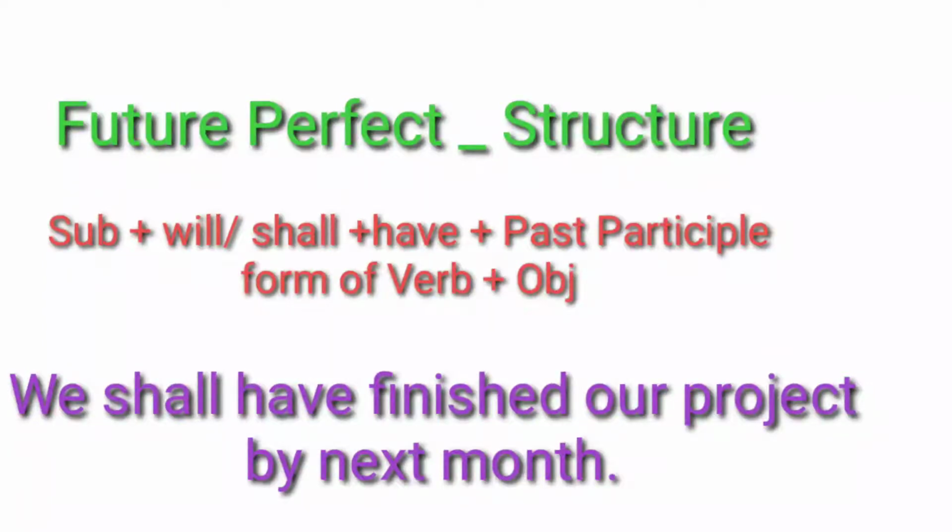So here, what are the keywords which enable you to know that you have to use future perfect tense? The words by and next month. Next month anyway indicates future tense. By indicates assurance. Thus, whenever you give assurance, then we have to use future perfect tense.